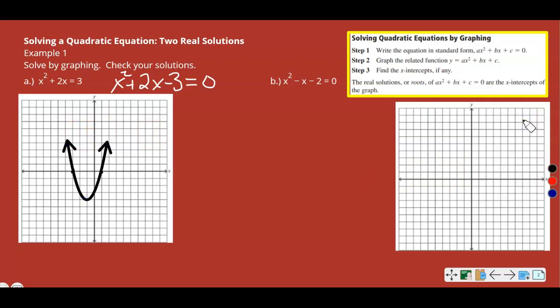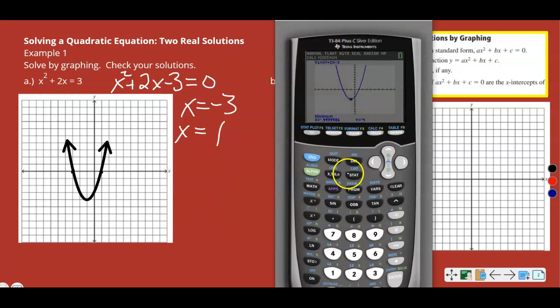So let's look at how that relates to this equation. So x squared plus 2x minus 3. So we graphed it, and it says -3. So x equals -3 and x equals 1. That's my x-intercepts or my zeros. And it says to check your answer. So you can do that by plugging the numbers in. So we're just going to take -3 and plug it into my equation there. All right, so I've got -3 squared plus 2 times -3 minus 3.